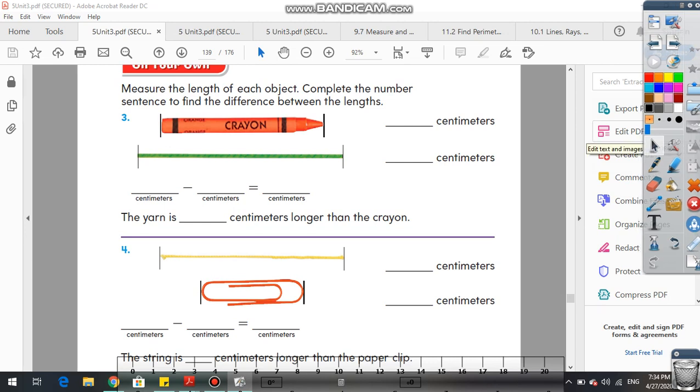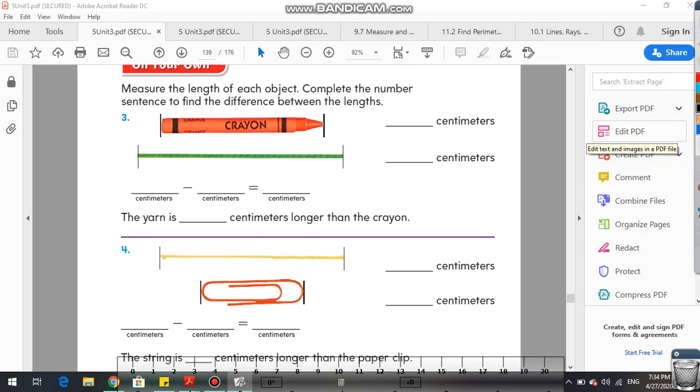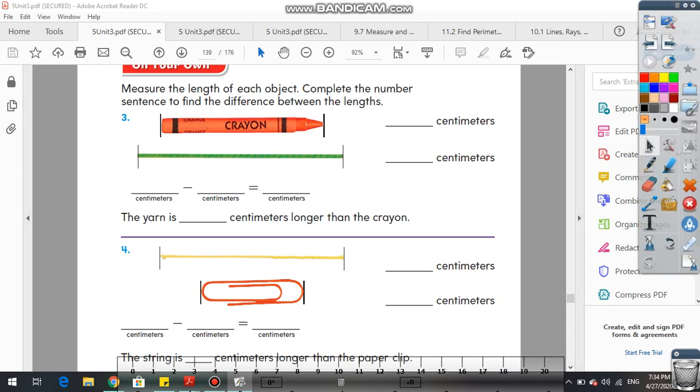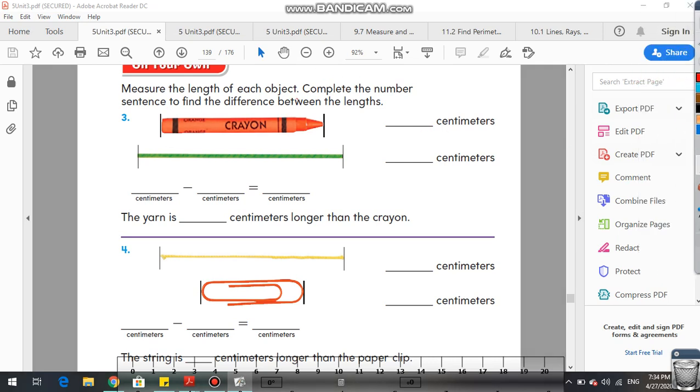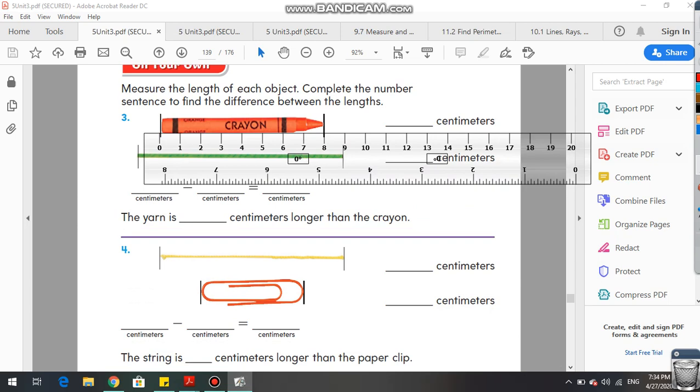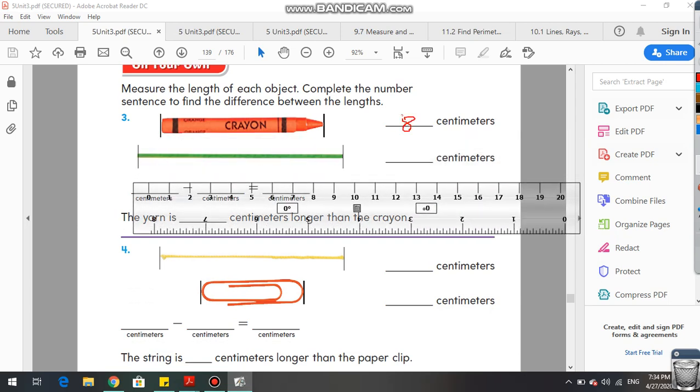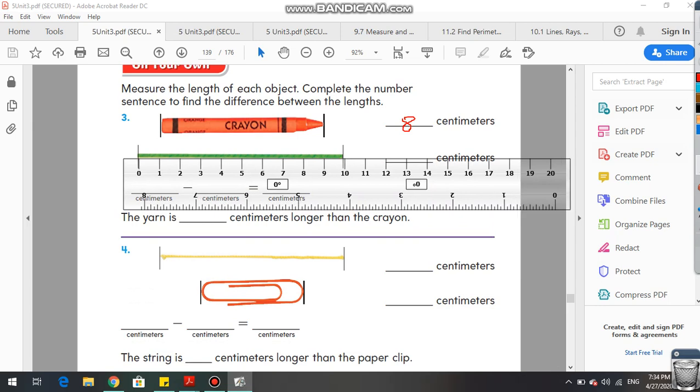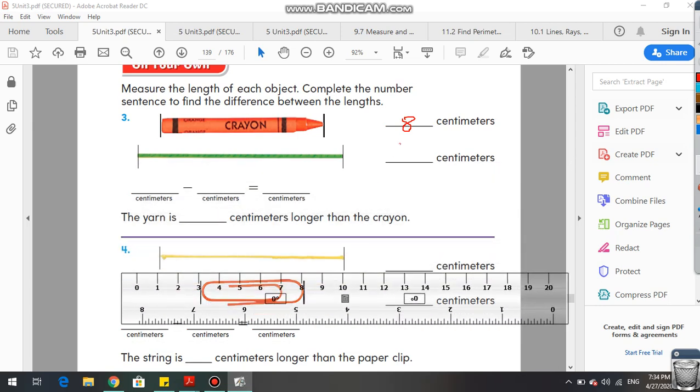Okay. Now guys, let's move on to the next page. I need you to solve number 3 and 4, then check your answers with me. Number 3, measure the length of each object. Complete the number sentence to find the difference between the lengths. Okay, let's measure the crayon first. Crayon is 8, so I'm gonna write 8. And the yarn is 10, so I'm gonna write 10. How I'm gonna find the difference? 10 minus 8 equals 2. So the yarn is 2 centimeters longer than the crayon.